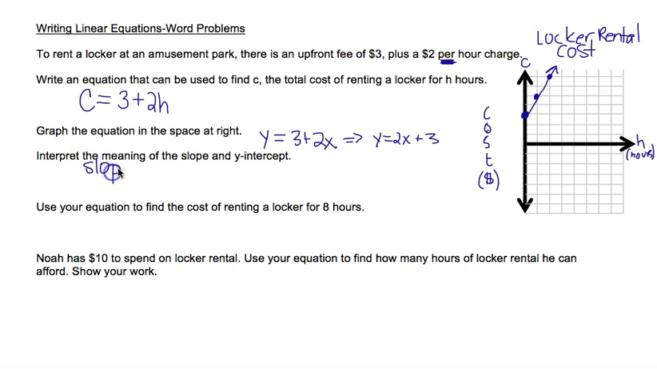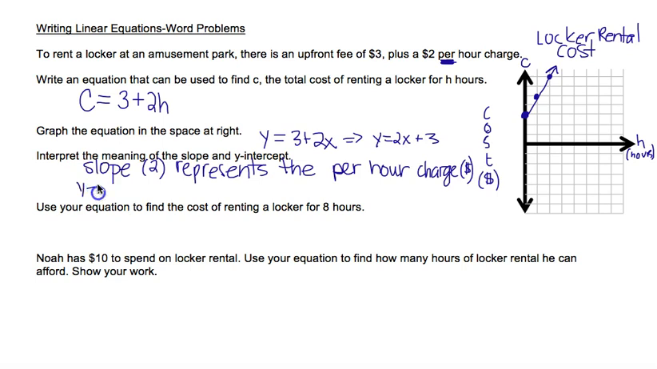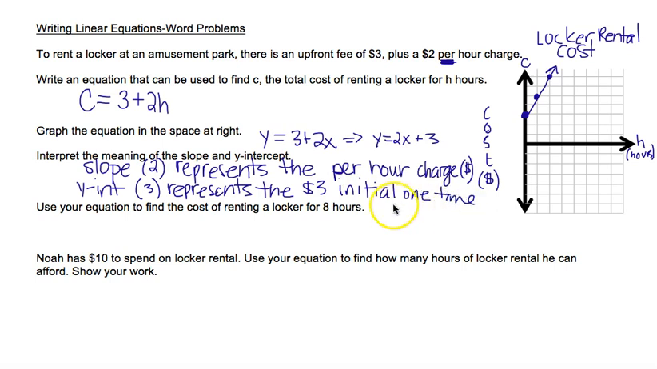So our slope, which is 2, represents the per hour charge in dollars. The y-intercept, which is 3, represents the $3 initial one-time charge.